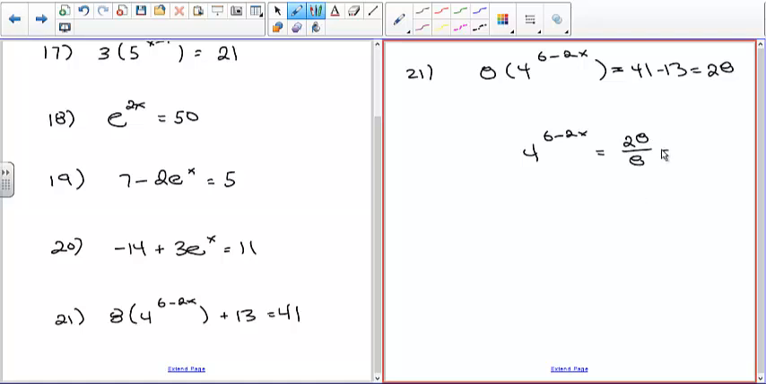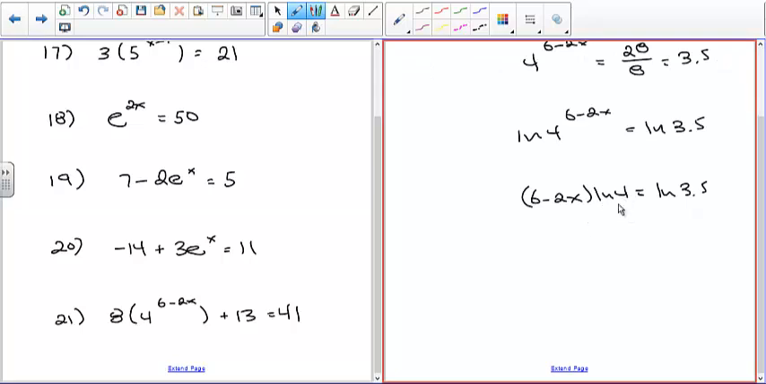So 28 divided by 8 is 3.5. Now I have 4, the base, raised to some power. So take the natural log of 4 raised to the 6 minus 2x equals the natural log of 3.5. In this case, we don't use the inverse properties of the natural log and 4 because they're not the same. We use the properties of logarithms, which say you can bring the exponent out. So to solve for x, the first thing we'll do is divide both sides by the natural log of 4.